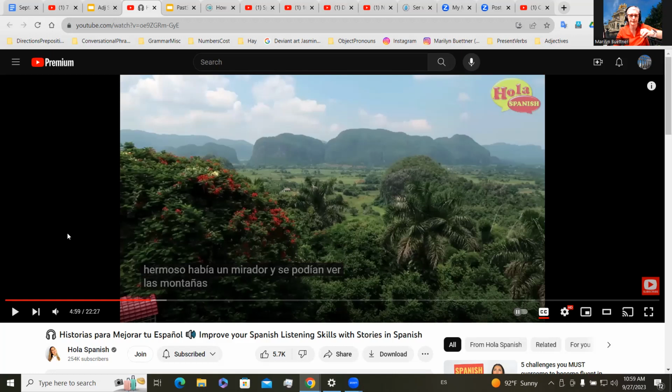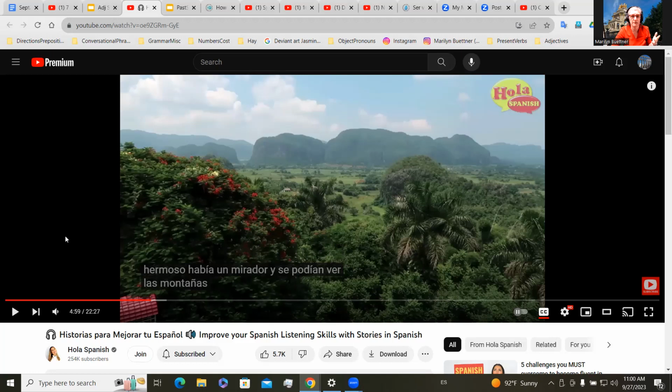The mountains could be seen. You're not likely in English to say the mountains could be seen, but technically that is what it is. You'd be likely to phrase it in English as you could see the mountains. Okay. But important is podían. Se podían ver. Because again, it's a description. You could see them. It's not really an event. It's what was going on for a lot of people, for anybody who was standing there.